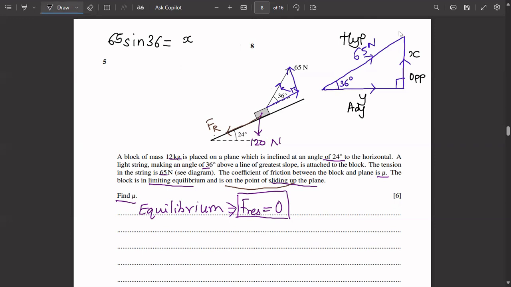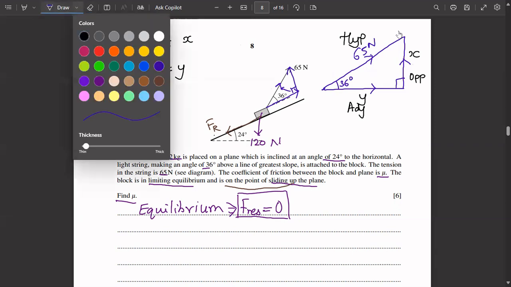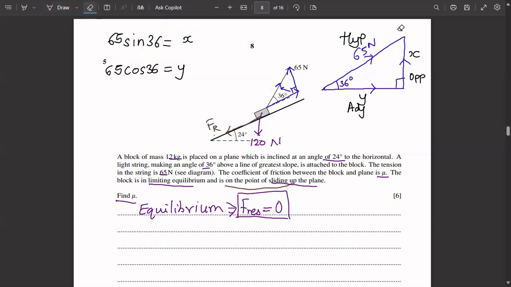Now let's talk about y. Y is the adjacent side, so we can use cos. So cos 36 is equal to y upon 65. Now this 65 will go up again, so we'll get 65 cos 36 is equal to y. Now we know x and y. So let's write it down here. If I erase all of this, the arrow to the right, y is equal to 65 cos 36.